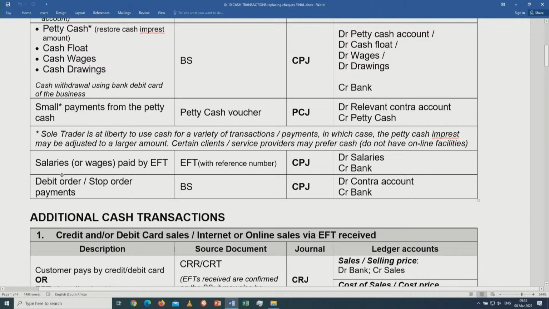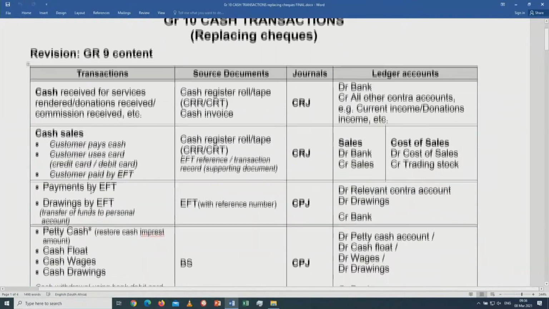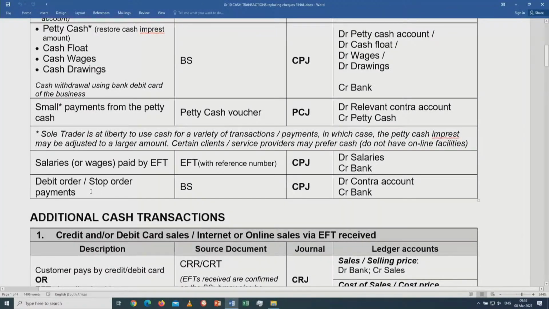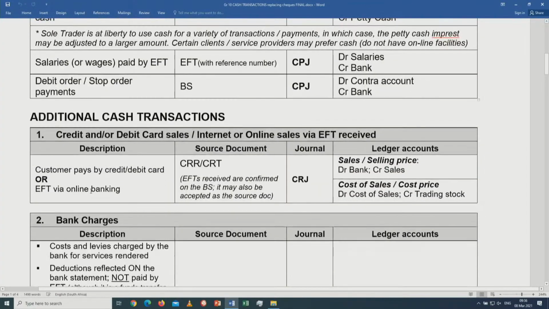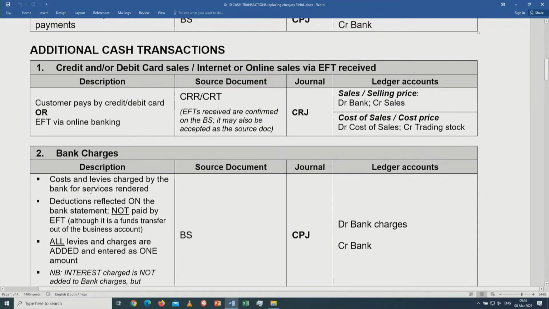Then salaries or wages paid by EFT: the source document will be an EFT with a reference number. Then you record that in the cash payment journal. You debit salaries, you credit the bank. Then debit order or stop order payments will only reflect on the bank statement. The journal that you are going to use is the cash payment journal, and you debit the contra account, you credit the bank. So all that you have gone through is the revision of the work that was done in grade 8 and 9. Now here are the additional new transactions, because we are now in grade 10, we have to take it to a better level.